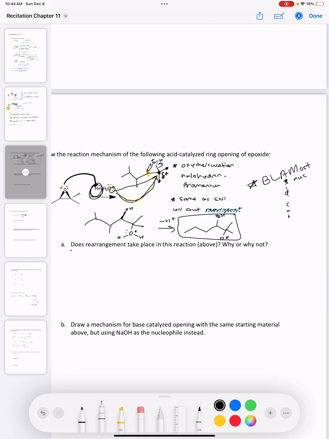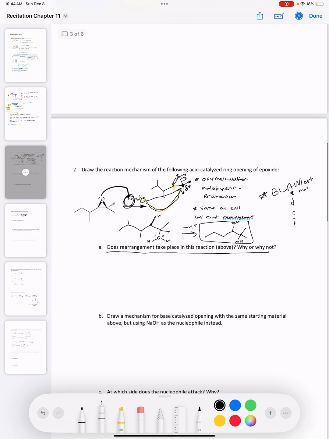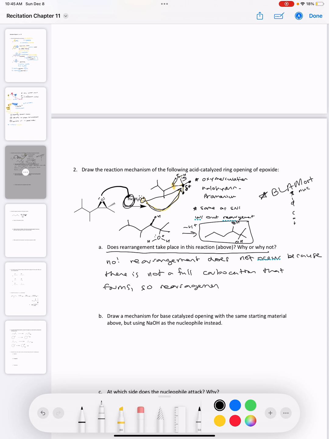Now, the second question is, does rearrangement take place in the reaction above? Why or why not? And the answer is no, it does not. And I already described why, but just to demonstrate how I would expect you to write an answer if you had a free response on a question like this, it would be something like, no, rearrangement does not occur because there is not a full carbocation that forms. So rearrangement cannot happen.